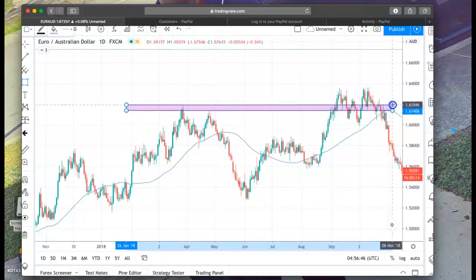I'm going to draw a zone here. You see it rejected this zone, came down and rejected it again. So that was our resistance. So we're going to find our support. We have rejection here and it reversed. We have rejection here and it reversed up right off of our moving average. So we're going to draw another zone there.